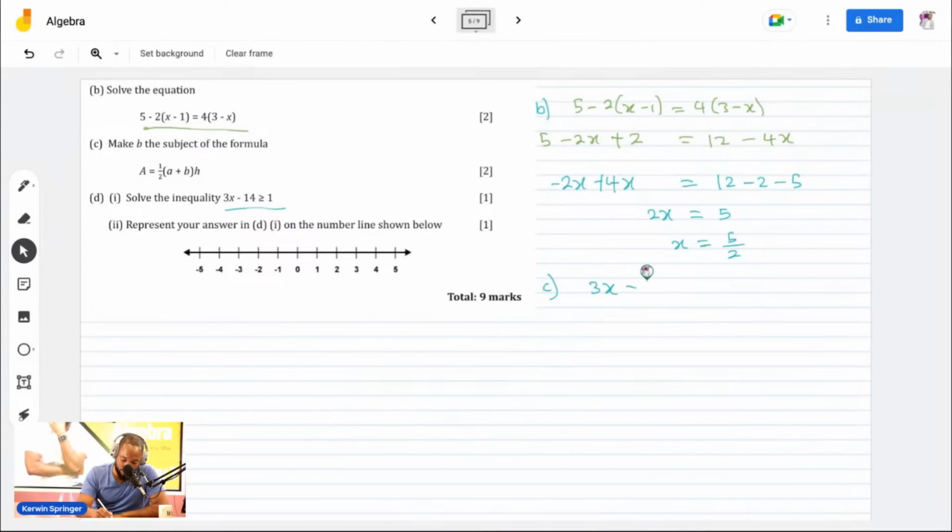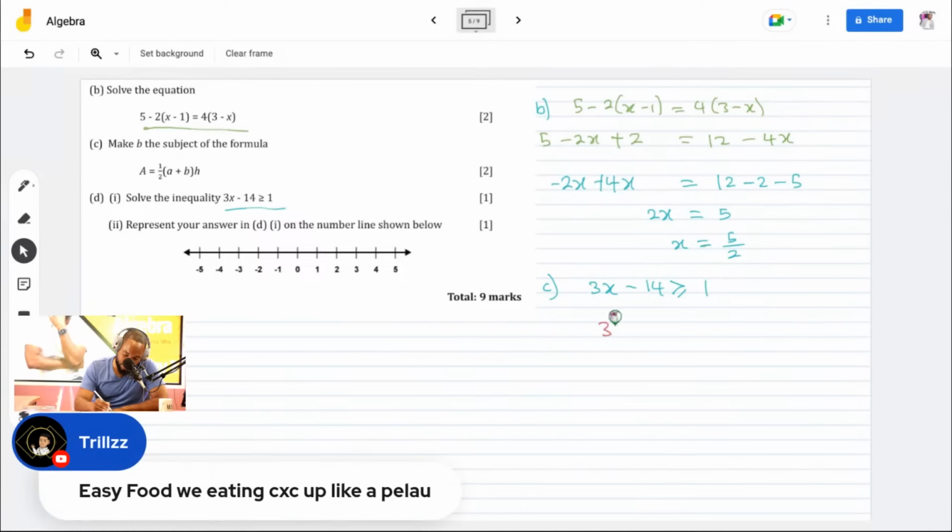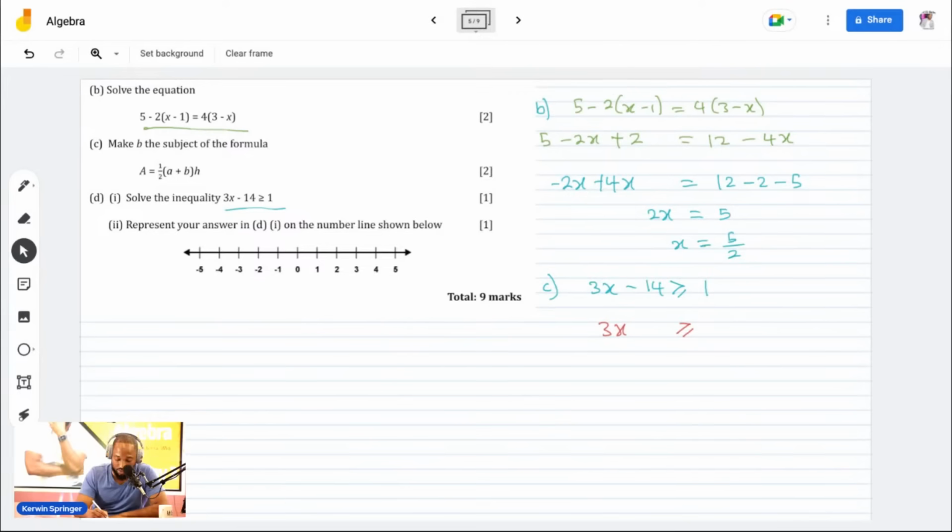3x minus 14. Other than that, you're just working normal. So that's how we start off. And now we want to work it out. So you're going to bring across the negative 14. That's not activating a trap card. We're just bringing across numbers. It will change to positive 14. So you get 3x is greater than 15. Sorry, why did I say 5? And then x is greater than 15 divided by 3. So x is greater than or equal to 5.